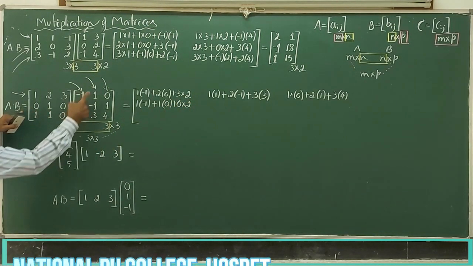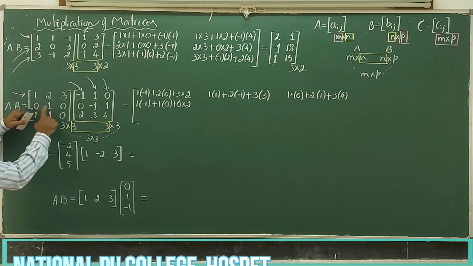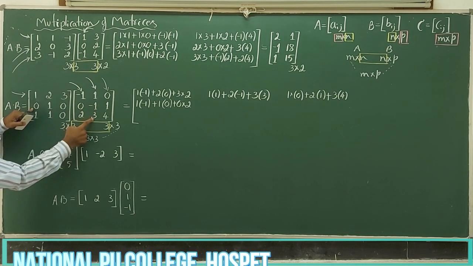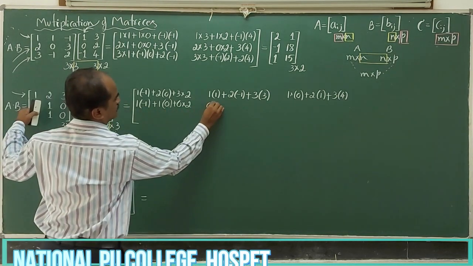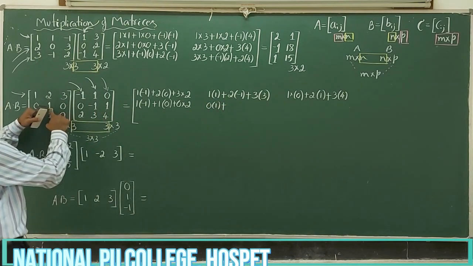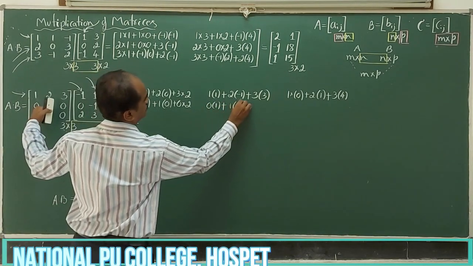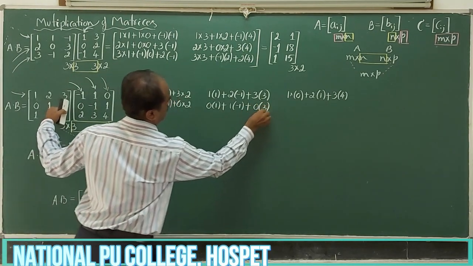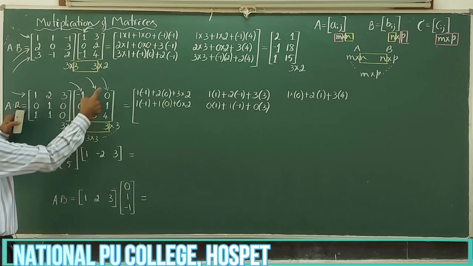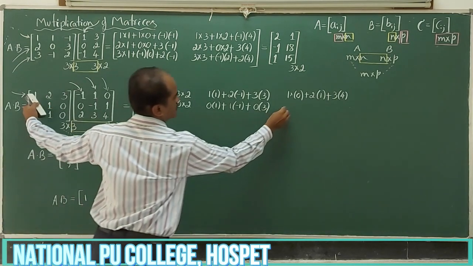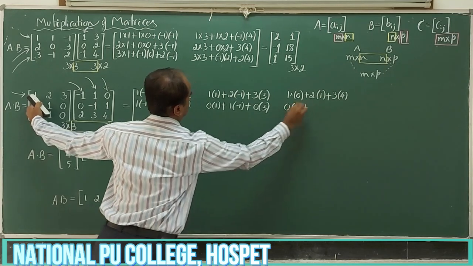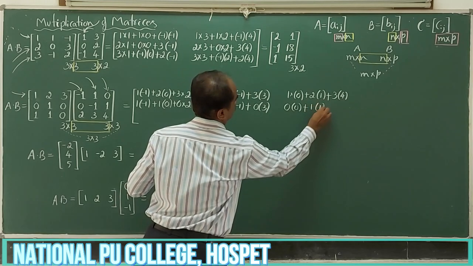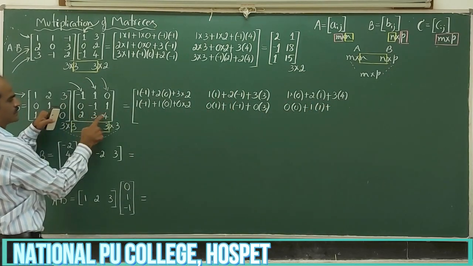Now second row, second column. 0, 1, 1 with 1, minus 1, 3. So 0 into 1 plus 1 into minus 1 plus 0 into 3. Now second row, third column. 0 into 0 plus 1 into 1 plus 0 into 4.